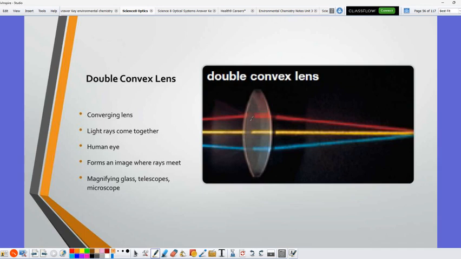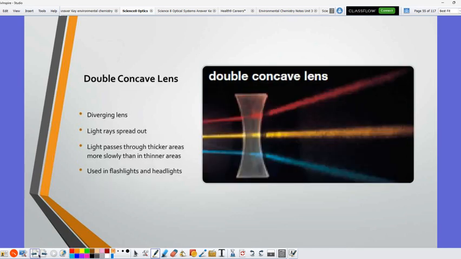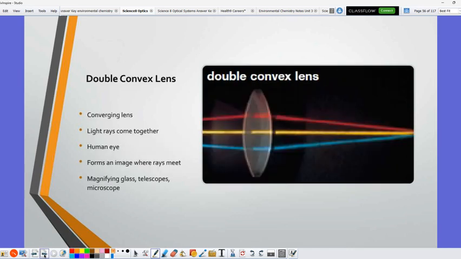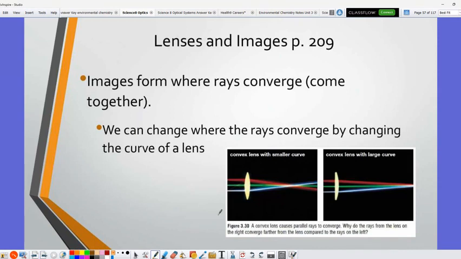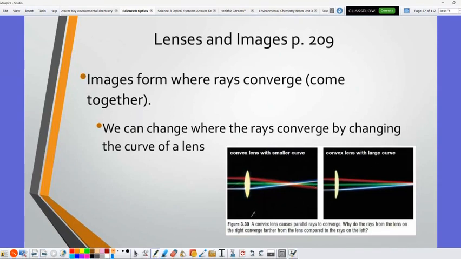For example, your human eye has a double convex lens. It forms an image where the rays meet. This is used in magnifying glasses, telescopes, and microscopes. I probably should note that with a single concave lens and a single convex lens, you get the same thing happening, just not as much bending. And then images form where the rays converge and they come together. And you can change where the rays converge by changing the curvature of the lens.